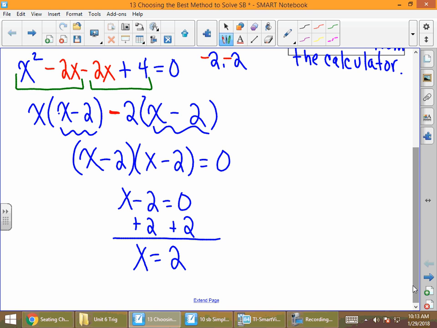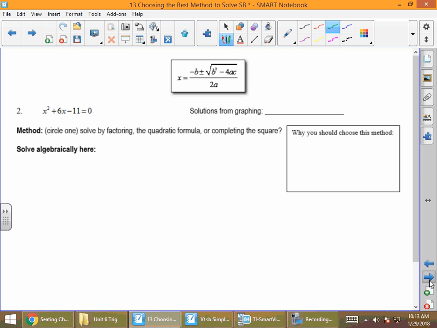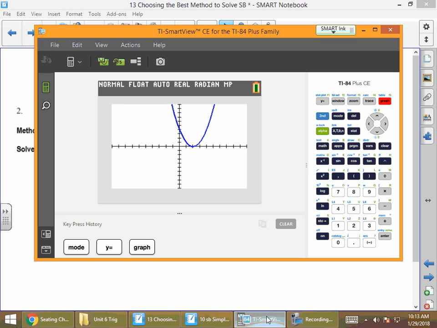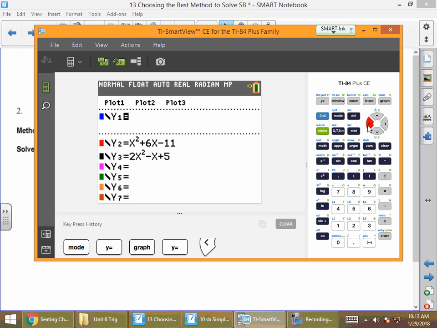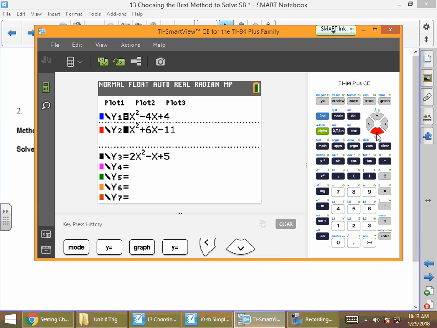And again, if you're a factor master, look at the problem. Can you factor? It's probably the most efficient method, but it doesn't work on all quadratics. When we look at problem number 2, x squared plus 6x minus 11, let's type it in. We go to our calculator screen, and we're going to type in the x squared plus the 6x minus 11.